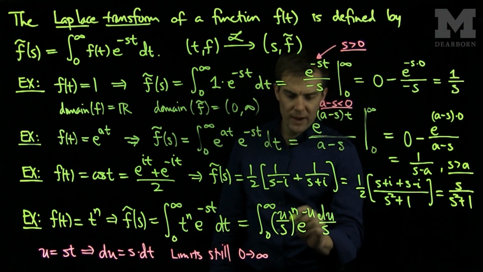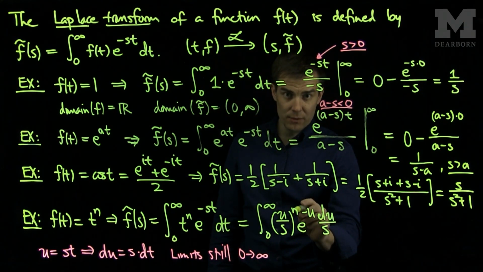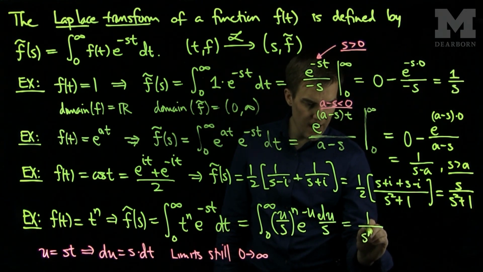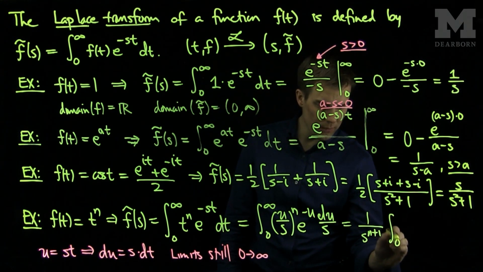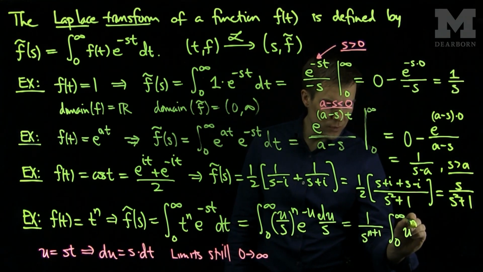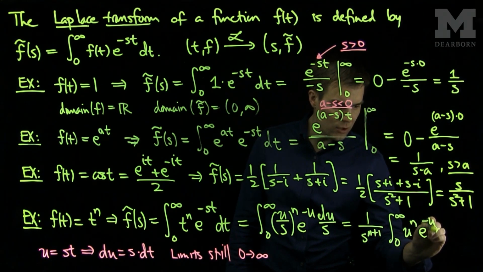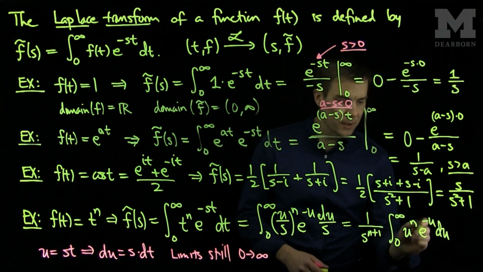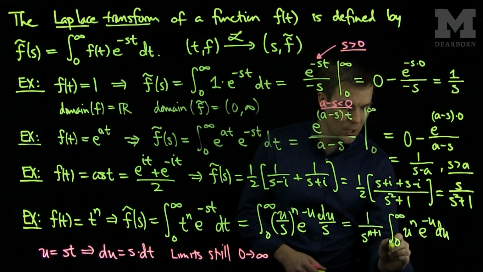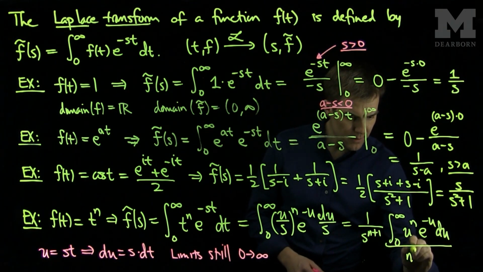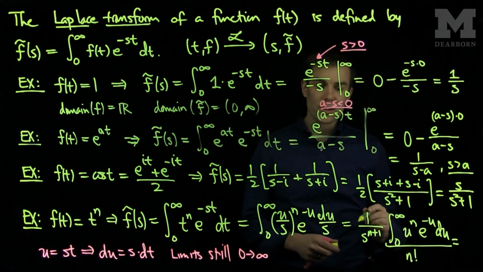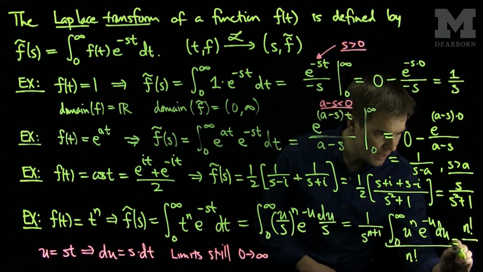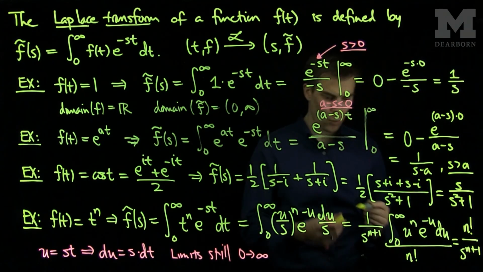So if I count the number of s's I have, I'll have n s's over here, and I'll have 1 s over here. So I'll have a 1 over s to the n plus 1, times the integral from 0 to infinity of u to the n e to the negative u du. And we can do some calculus, and we say that this integral is exactly equal to n factorial. So my Laplace transform of t to the n is n factorial over s to the n plus 1.